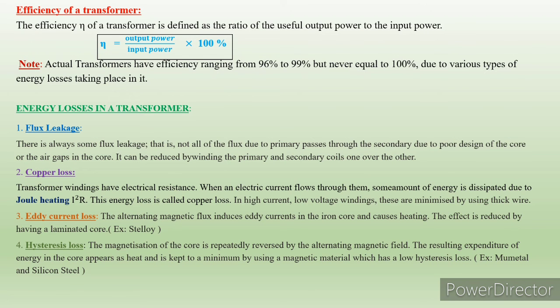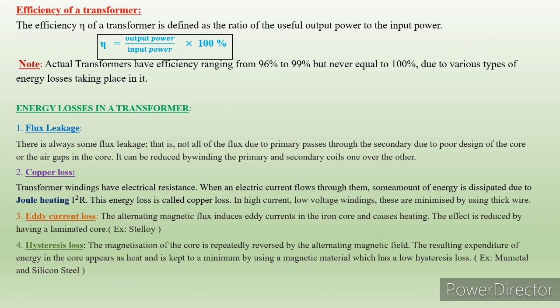Efficiency of a transformer. The efficiency eta of a transformer is defined as the ratio of the useful output power to the input power. That is eta equal to output power divided by input power into 100%. So if the ratio of output power by input power is multiplied by 100, then eta is expressed in percentage. If it is not multiplied by 100, then eta is expressed in decimals.